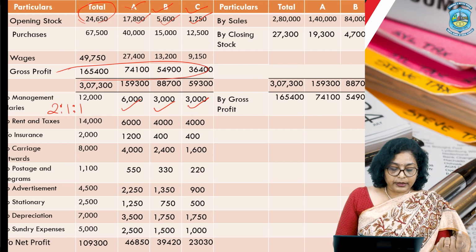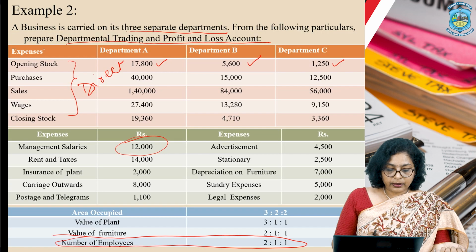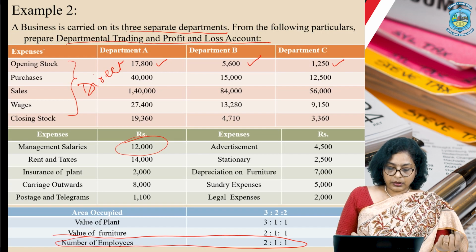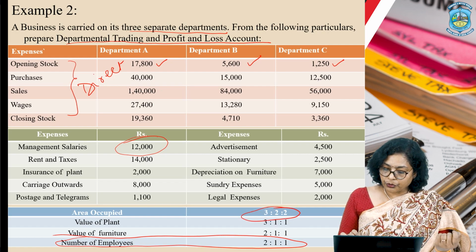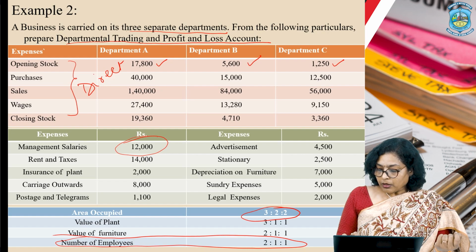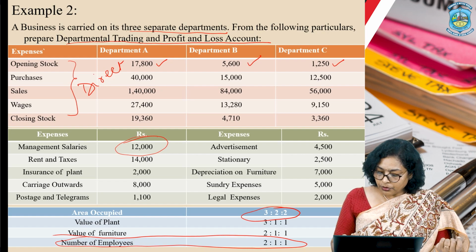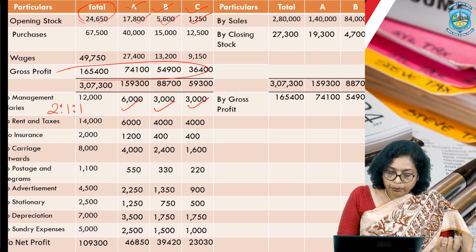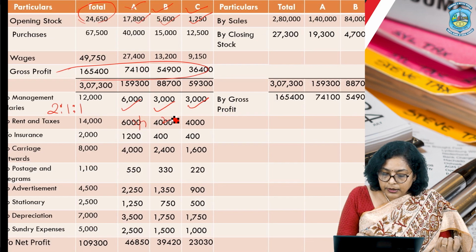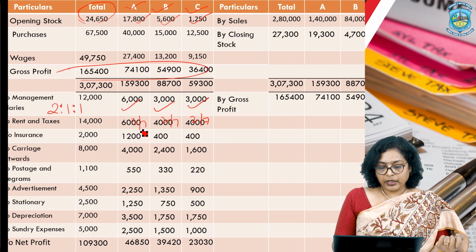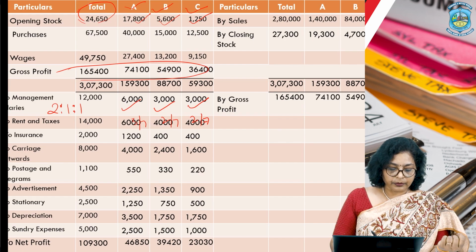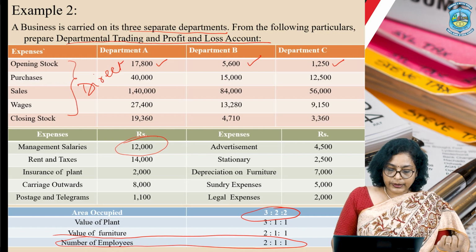Then the next expense is rent and taxes, and we know what is the basis of allocation. This is on the basis of area occupied. Area occupied is 3:2:2. It means 3/7 to A department, 2/7 to B department, and C department again 2/7. So, total expenses is how much? 14,000 into 3 by 7, that will be 6,000, 4,000 and 4,000.